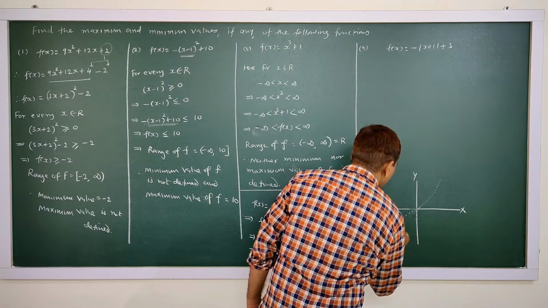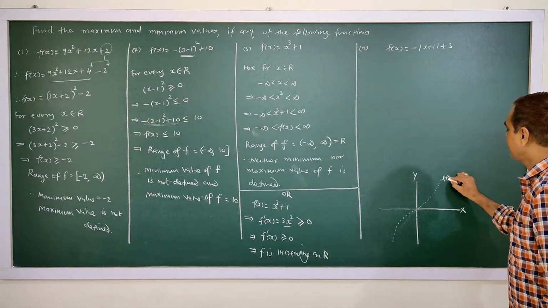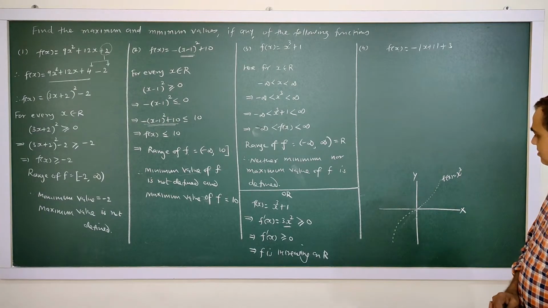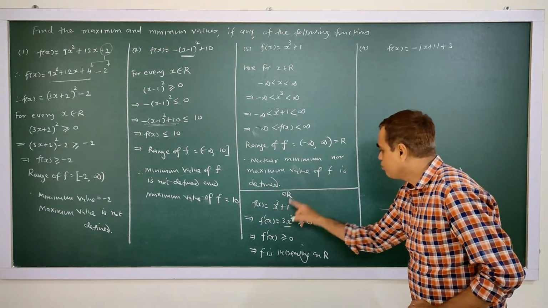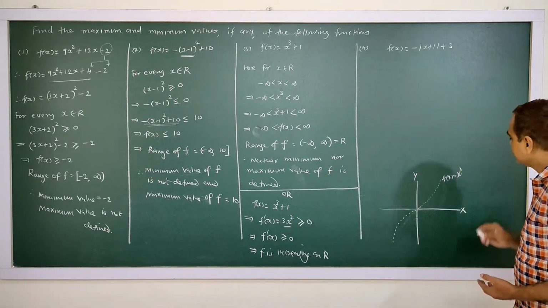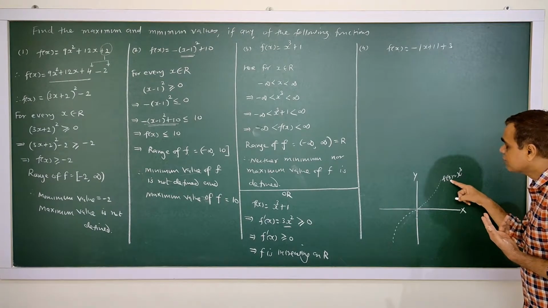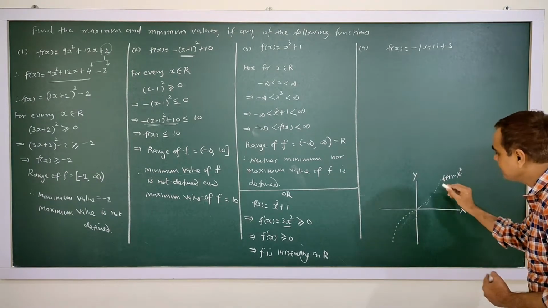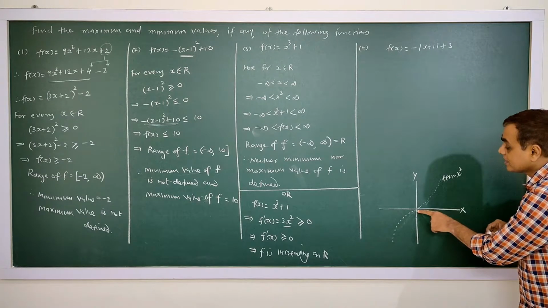This is the graph of f(x) = x³. Now, this is x³ + 1. So if I add plus 1, then the value of f(x) will be increased by 1. So every point will be increased by 1 in the y coordinate.